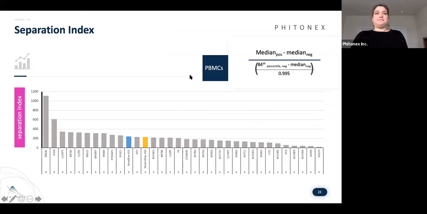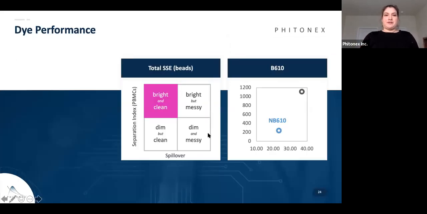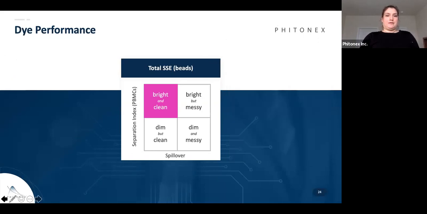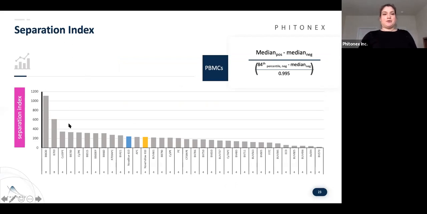So this now is an indication. We use the term brightness all the time, but what does that really mean? Well, in terms of thinking about a measurable way to think about brightness, there's a separation index. This is just a mathematical way of looking at, when you compare your negative and your positive, and are using this dye with the same antibody, how separated are your positive and your negative. And what you can see here is that the NovaFluor 610 and NovaYellow 610 are actually pretty similar to APC in terms of that brightness. So that's actually really impressive. And the fact that we can even build that out more really adds to the value that it has.